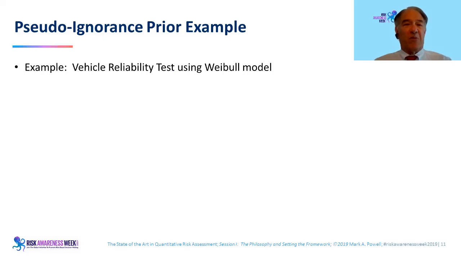Let me give you an example of what I'm talking about with a pseudo-ignorance prior. This example is a vehicle reliability test using the Weibull model. Now, for reliability, if we have no reason not to believe, applying Occam's razor, that we only have a single failure mode involved, the Weibull model is wonderful. It is the most general one-sided, unimodal model that there is. So the Weibull model is ideal when we're talking about reliability and testing for reliability. So that's the reason why we're going to use this.